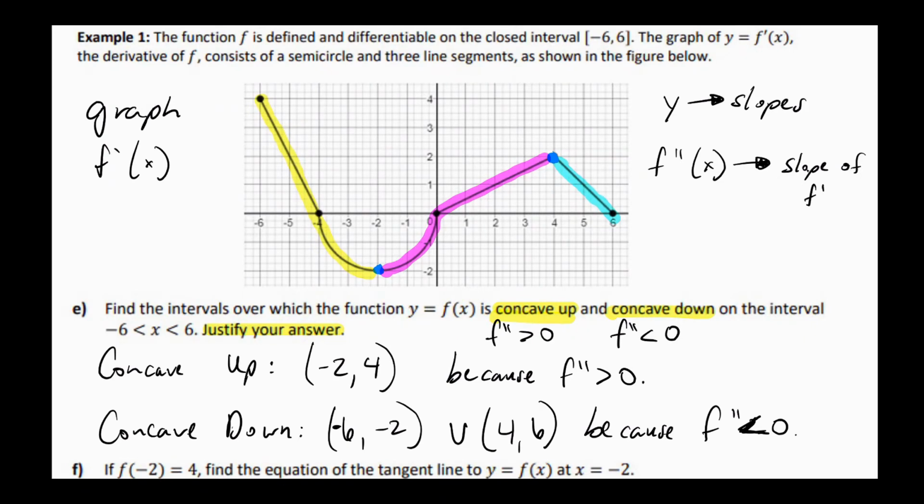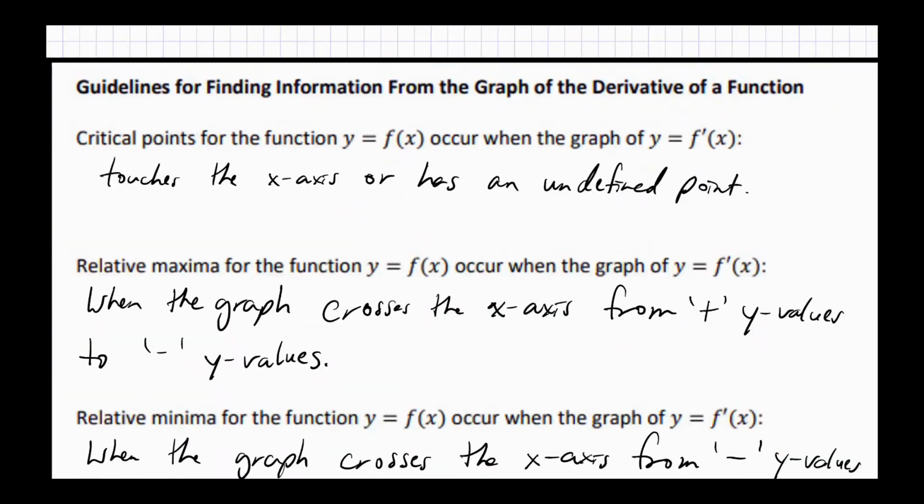And when did I change? At those blue dots, right? At those blue dots, that's when I changed. Those are points of inflection because the slope of this graph changed signs. It went from negative to positive or positive to negative. Okay. All right.